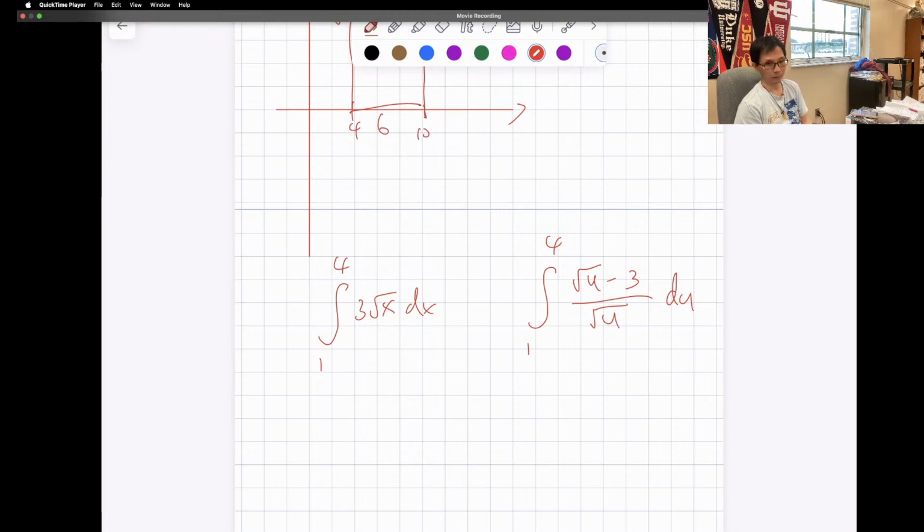Like on your tests, on the exams, I usually change the u's to x's. Would it be wrong if I just left it as x? Yes and no, because later on we're gonna do something called u substitution. Usually they will do it in terms of x. But later on you're gonna use substitution. You're gonna say u equal to something.